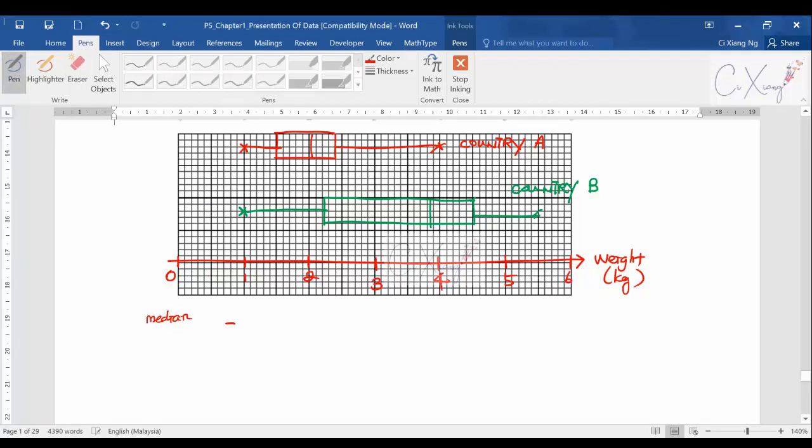So if let's say I want to talk about the median, you can see that the median for country A is this one, right? This is the median for country A. This is the median for country B. So which country has the higher median? Okay, that means country B. So higher median means what in this case? That means you're having higher weight. So you can tell them that the babies in country B are heavier. Okay, so this is to comment on the central tendency, the median.